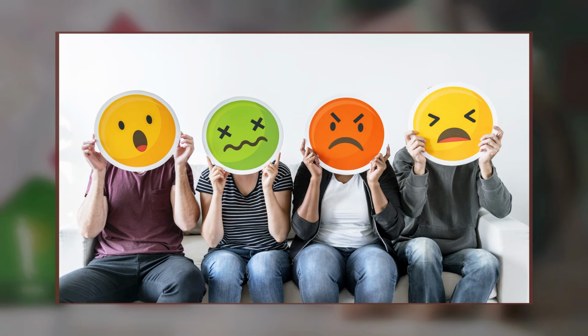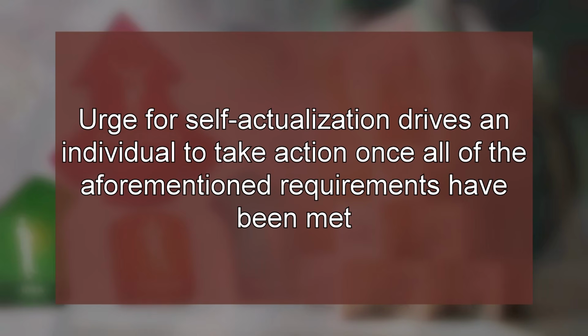The need with the strongest power controls behavior and demands that it be met. Maslow maintained that a person cannot fulfill their higher requirements unless their survival needs are met. This theory's classification system first examined society's basic demands before moving on to more complex emotions. The urge for self-actualization drives an individual to take action once all of the aforementioned requirements have been met.